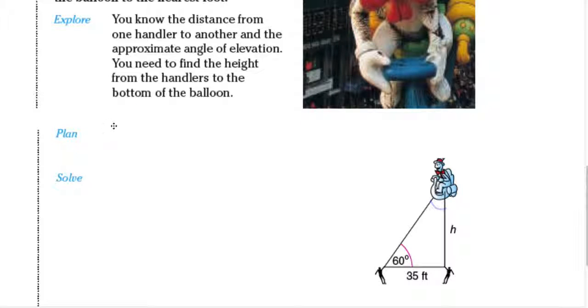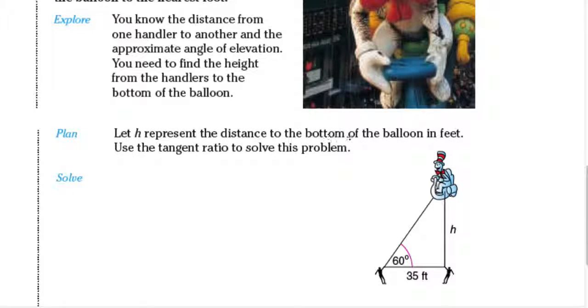How do we plan to solve it? Let h represent the distance to the bottom of the balloon in feet, and use the tangent ratio to solve this problem. Why are we going to use the tangent ratio? Because again, we go back to our SOHCAHTOA, and we ask ourselves, how is 35 related to 60 degrees? 35 is an adjacent leg to 60 degrees, and h is the opposite side to 60 degrees. That's the reason why you use the tangent ratio: opposite over adjacent.